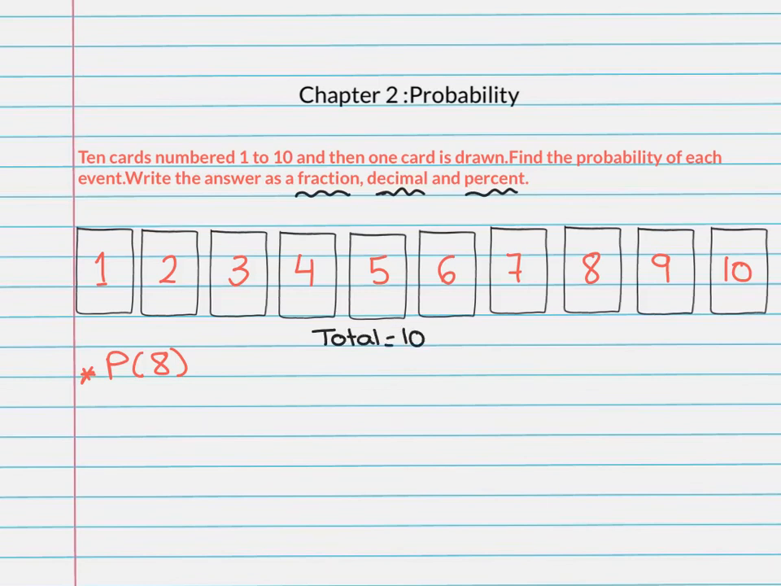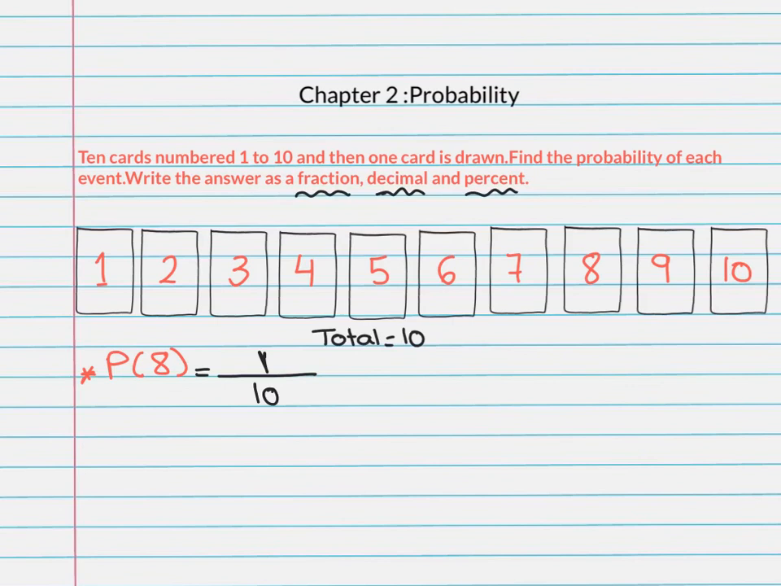We have 10 cards. Now the probability as a fraction: how many number 8 cards do we have? We only have one card numbered 8. When we write the probability as a fraction, the denominator is always the total, which is 10, and the numerator is how many cards we have. We have only one card numbered 8. So our fraction is 1 out of 10. We look for possibility for simplification. Here we cannot simplify it more. Then the probability of drawing card number 8 is 1 out of 10.